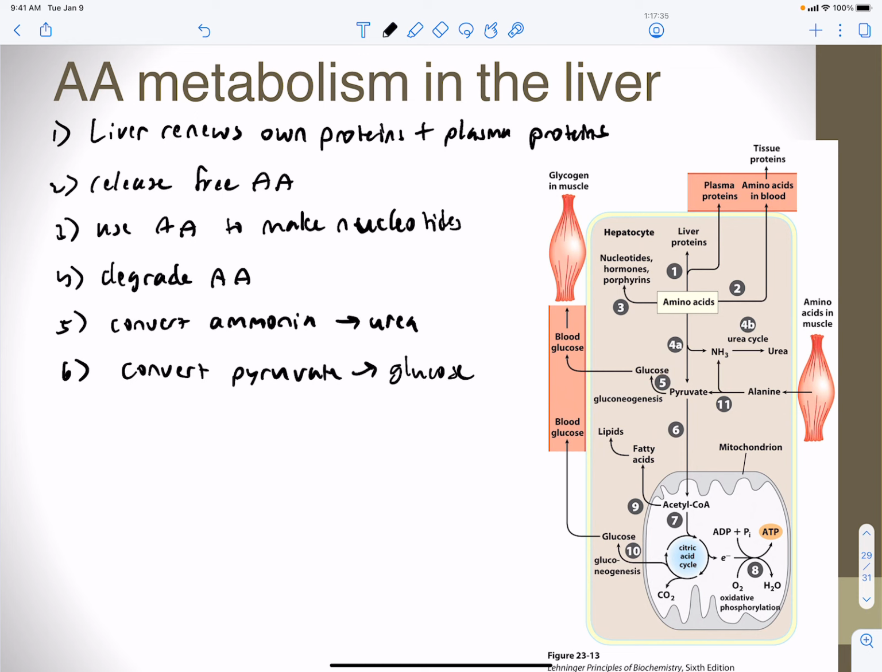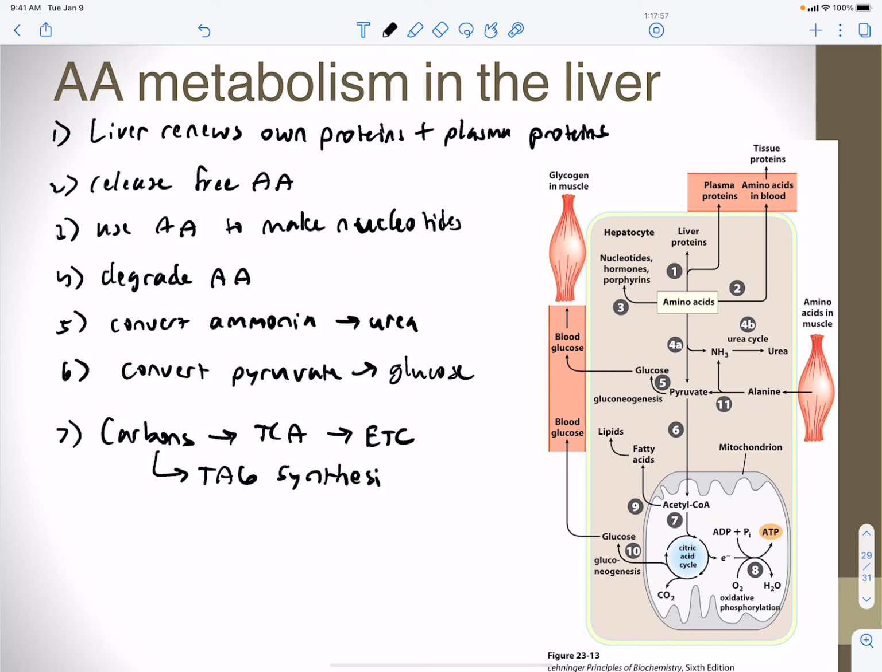The carbons of amino acids can enter the TCA cycle and go into the electron transport chain. The carbons can also be used to form TAGs. And then, of course, your amino acid carbons going to TCA cycle intermediates can be used to synthesize glucose. And, of course, those are both through gluconeogenesis.